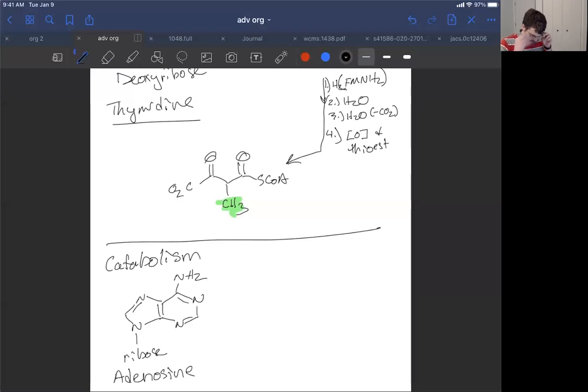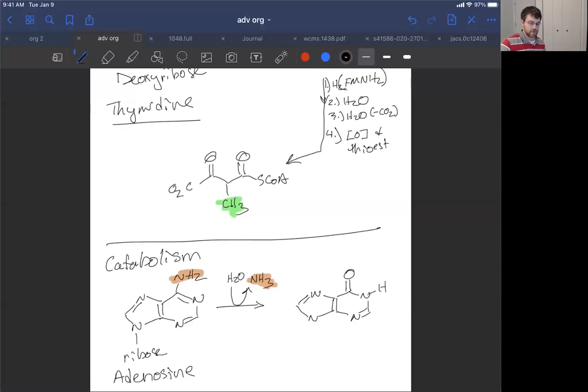So the first thing we're going to do is have an enzymatic process that converts H2O into a good nucleophile so that it can swap this NH2 with the H2O. It's going to make ammonia as a result. And the outcome of this is going to be a purine now with a carbonyl at this position.